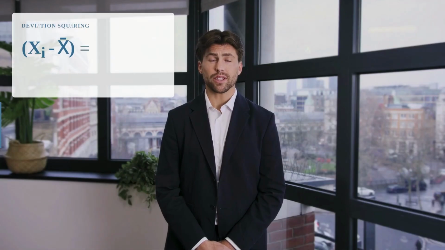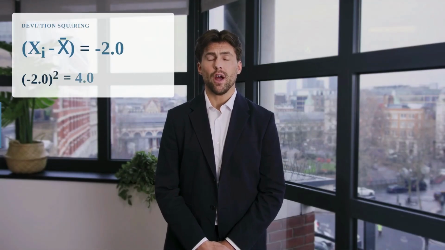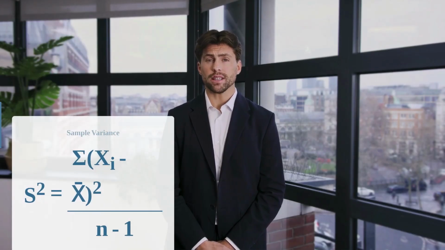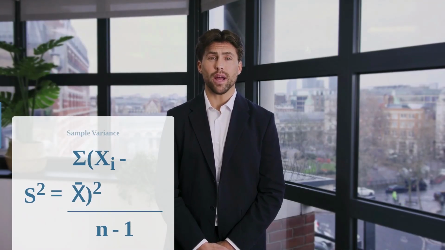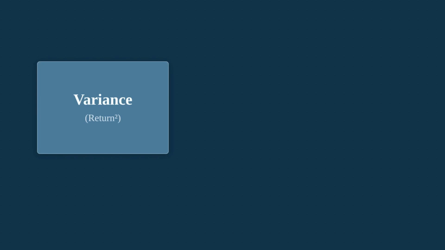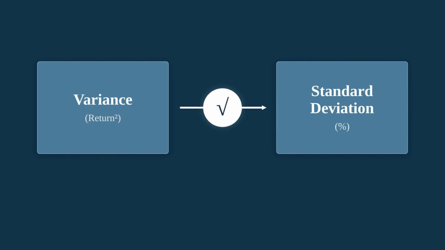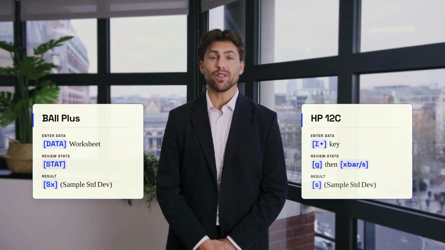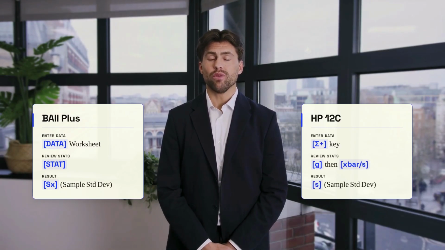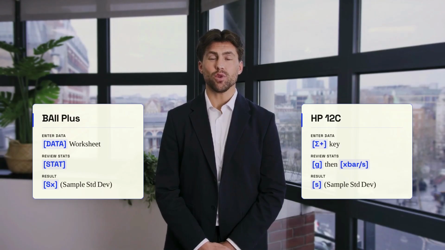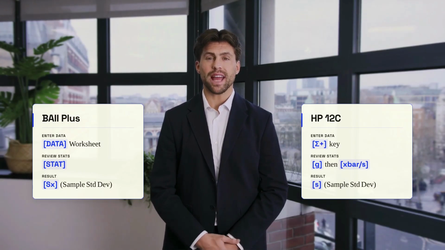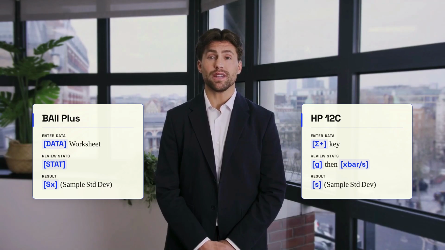Variance solves the cancellation problem by squaring deviations. For a sample, divide the sum of squared deviations by n minus 1. Standard deviation is the positive square root of variance. Unlike variance, it is expressed in the same units as the original returns. On a BA II Plus, enter the observations in the data worksheet, review the one-variable statistics, and use SX for sample standard deviation. On an HP12C, calculate deviations carefully or use the statistics functions available in your setup.